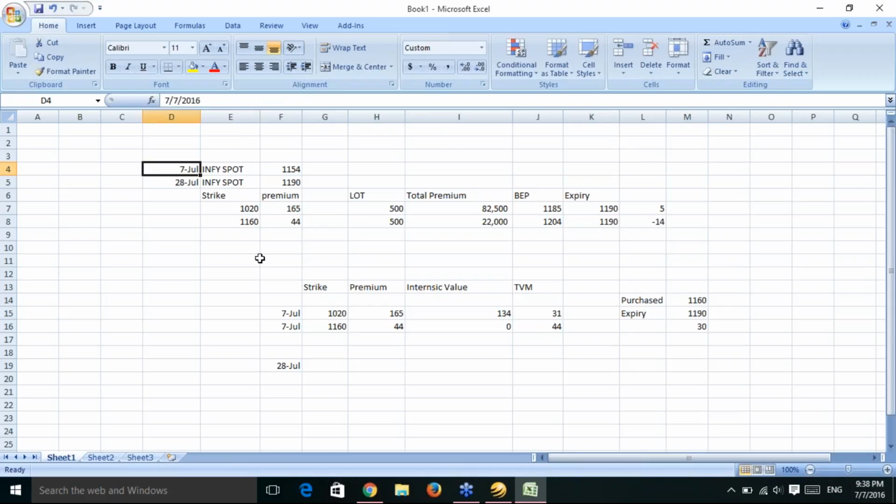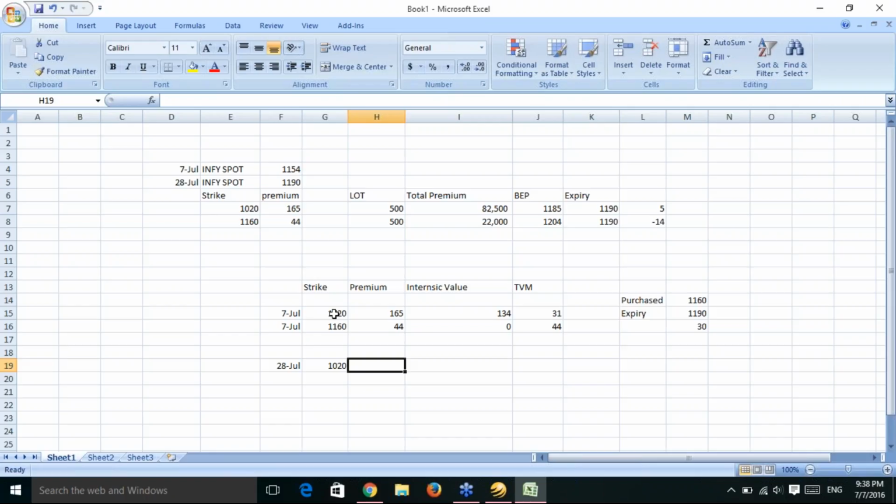Yes. So it's telling that on 7 July Infosys was 1154, and on 28th of July the Infosys is 1190. So expiry is 28th of July. Now, which strike price did I buy? I bought the share at what price? Let's suppose in the first case I bought at 1020, right?